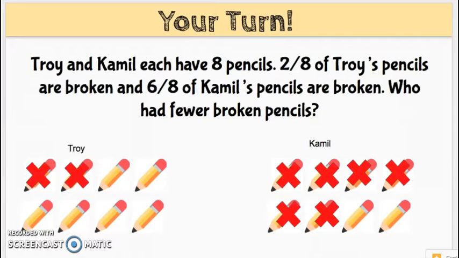You have seen here I took my 8 pencils, I made 2 X's right over Troy's 2 broken pencils. Then I took Camille's pencils and I made 6 X's over her pencils. So what's left is I have 6 pencils left for Troy and 2 pencils left for Camille. So Troy ends up having the fewer broken pencils. And the way I can check that is to look at my 2 fractions. They both have the same denominator, so then I have to look at my numerator. And 6 is more than 2, so Camille has more pencils broken than Troy, which means that Troy has fewer broken pencils.